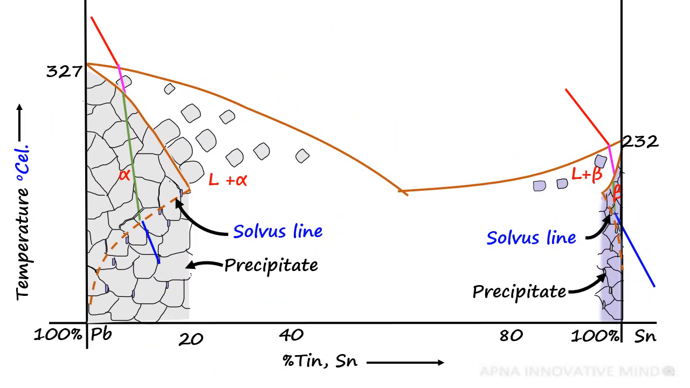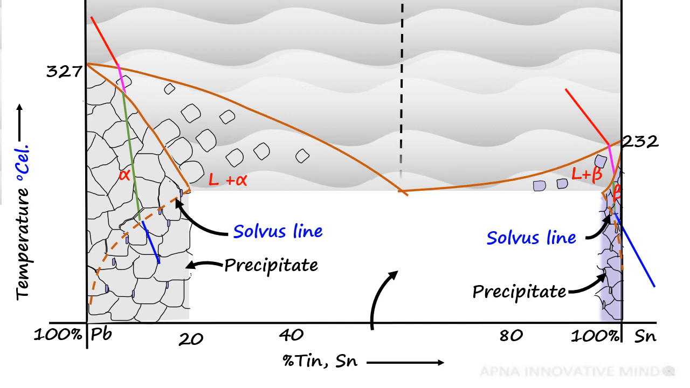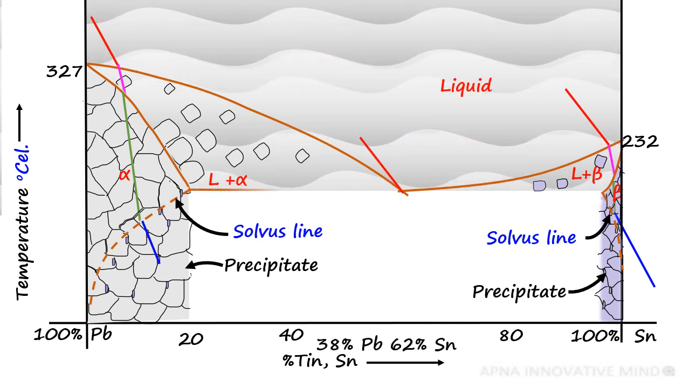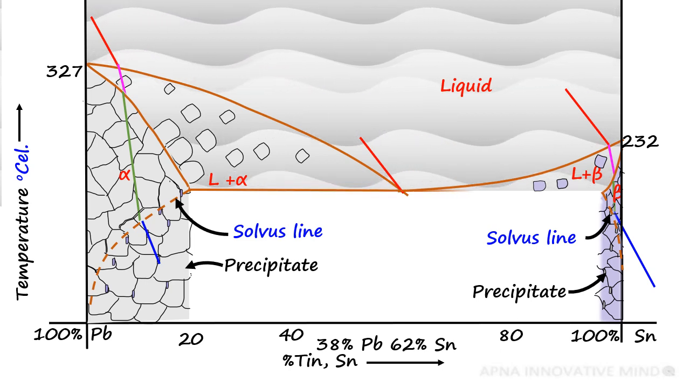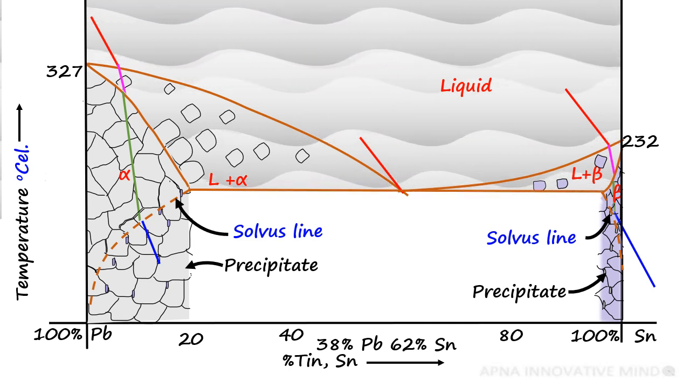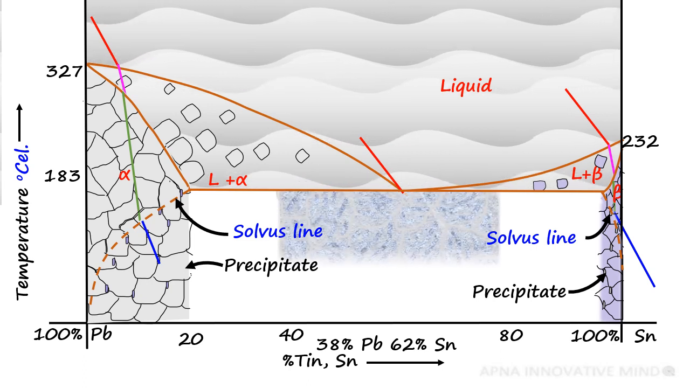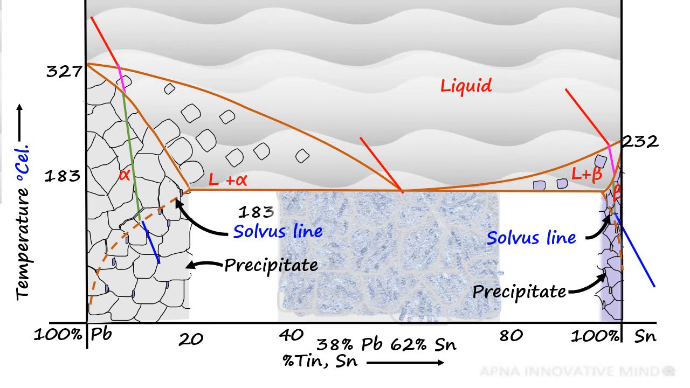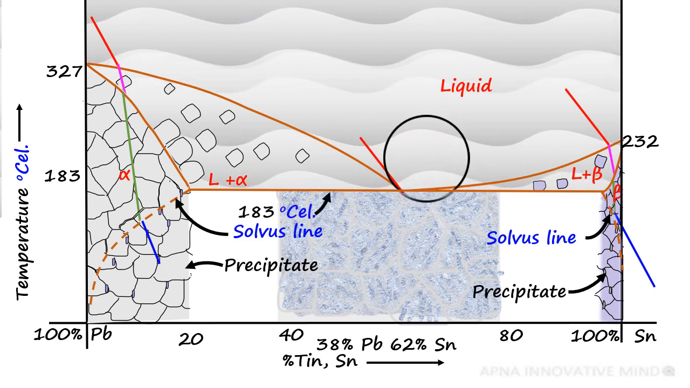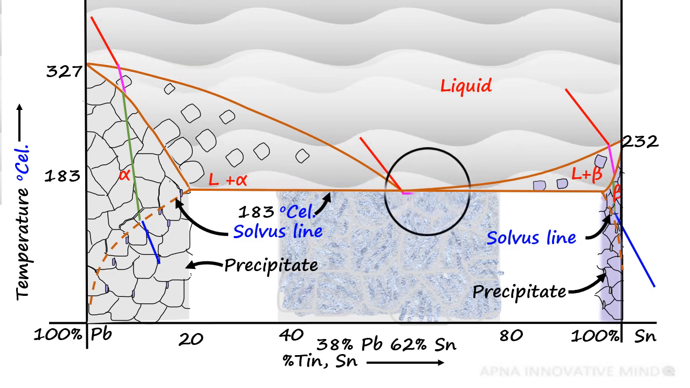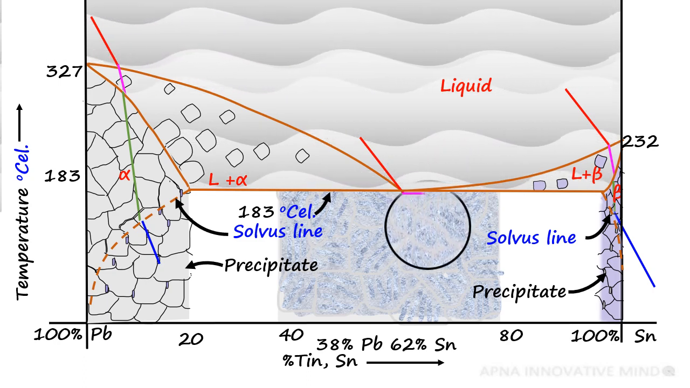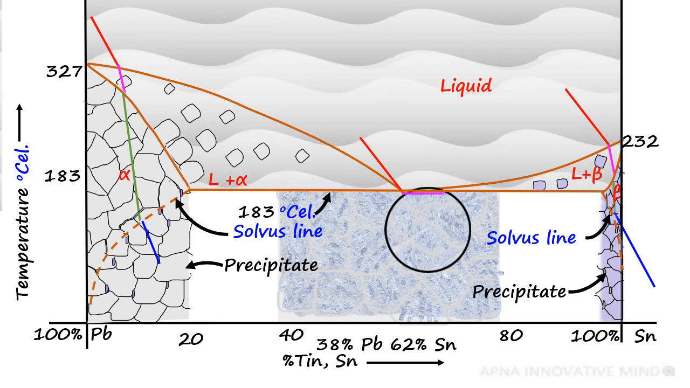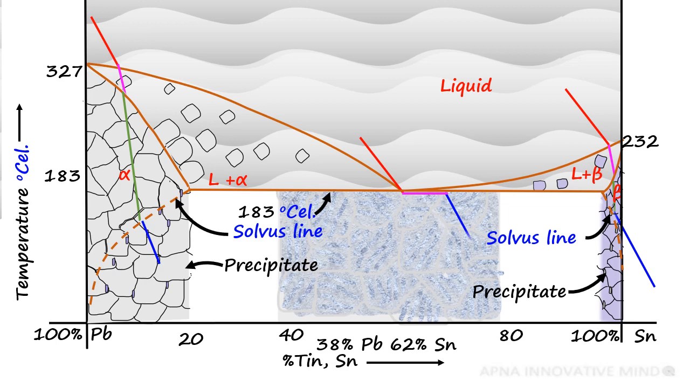For the eutectic composition, that is 38% lead and 62% tin, when heated to liquid phase and cooled down, it will transform from liquid phase to solid phase directly. It is observed that when it reaches the crystallization temperature, just below it, the eutectic alloy, which is a mixture of alpha and beta solid solution, will start solidifying. That is at 183 degrees Celsius. Liquid phase will directly transform to solid phase. Temperature will remain constant till the entire liquid solidifies. Then the metal further cools down.